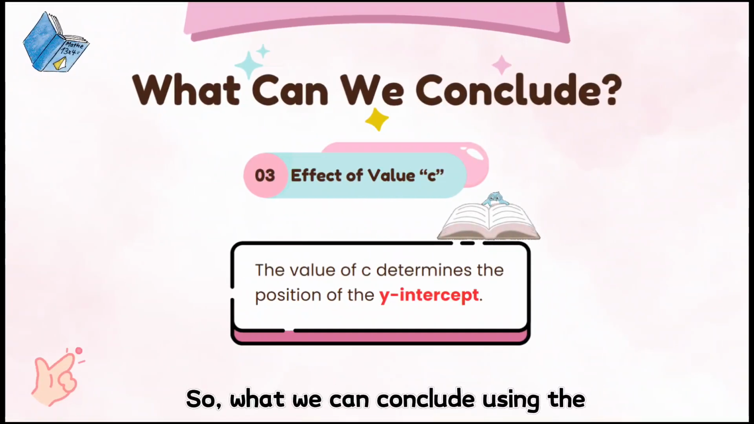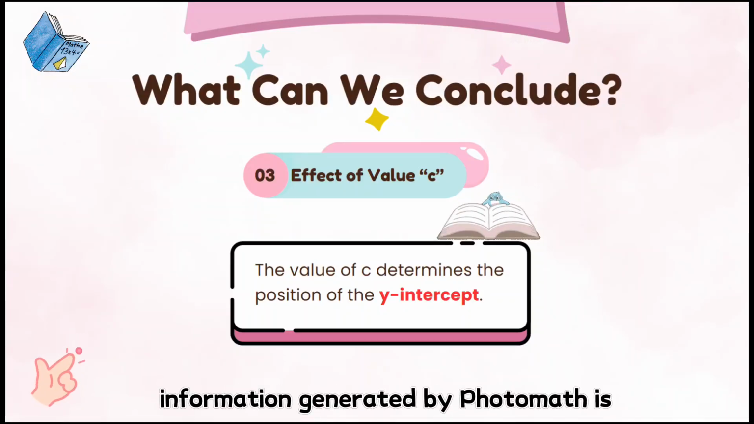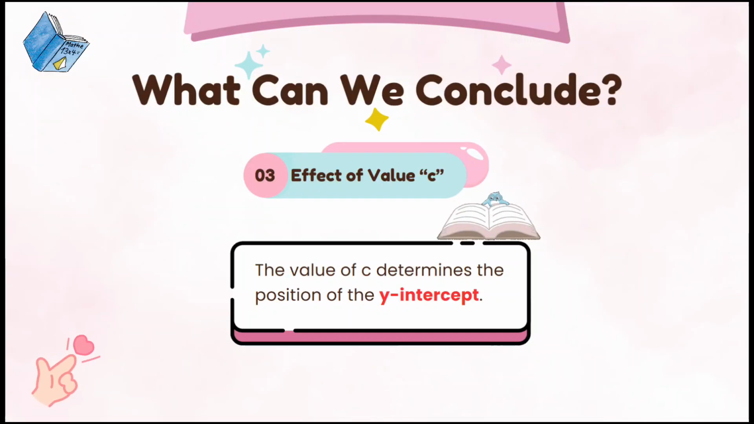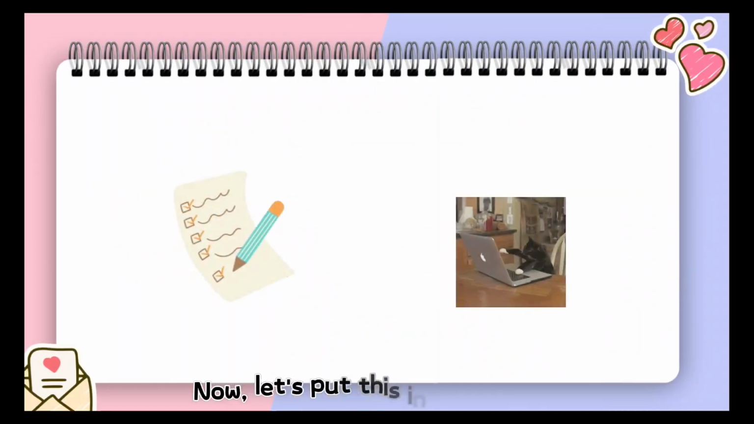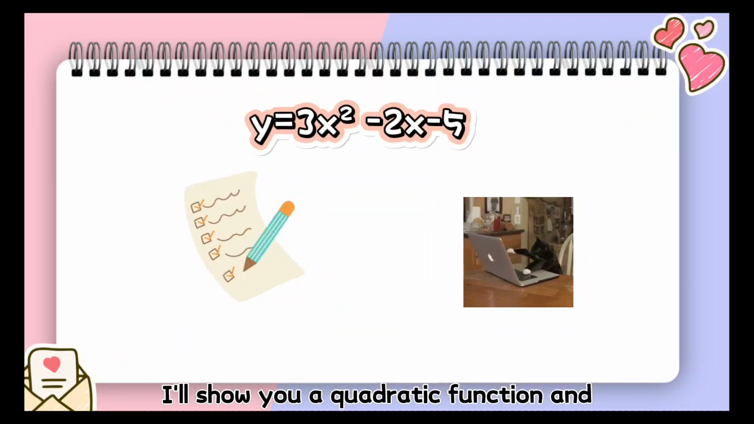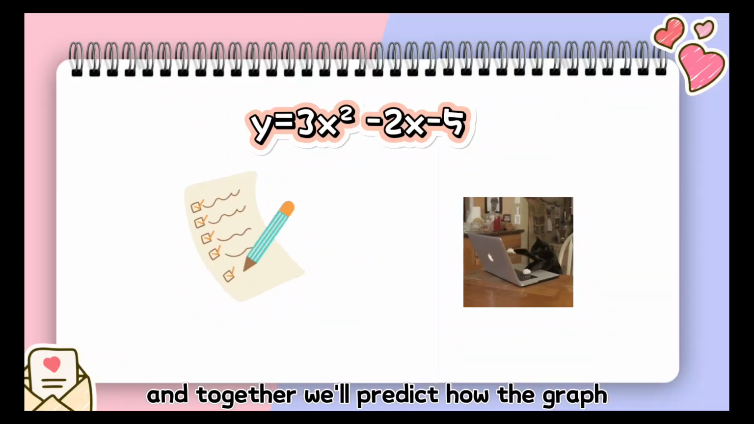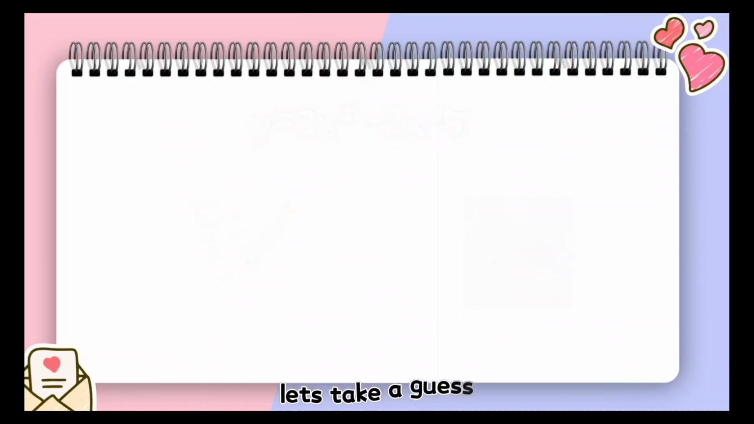So, what we can conclude using the information generated by Photomath is the value of c determines the position of y-intercept. Now, let's put this into the test. I'll show you a quadratic function, and together we will predict how the graph will look based on what we have learned. Before we scan the function using Photomath, let's take a guess.